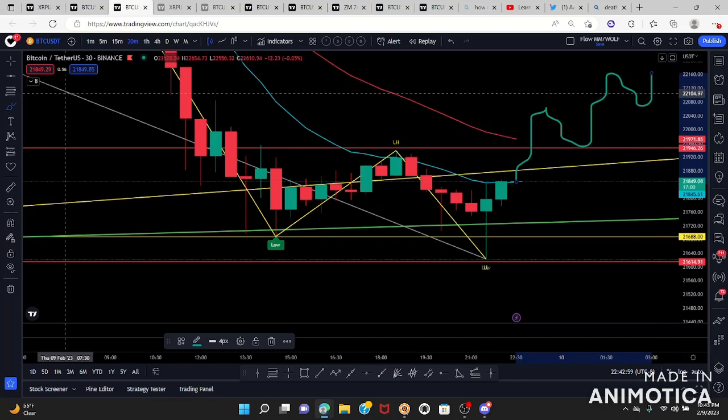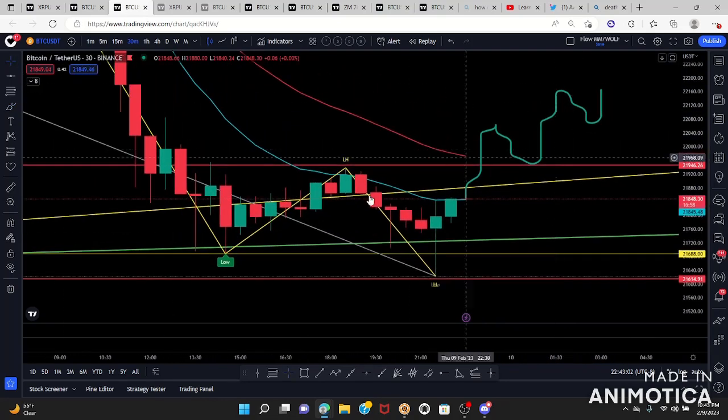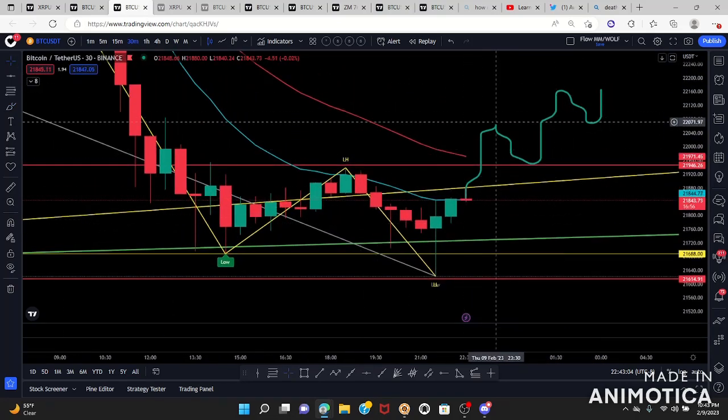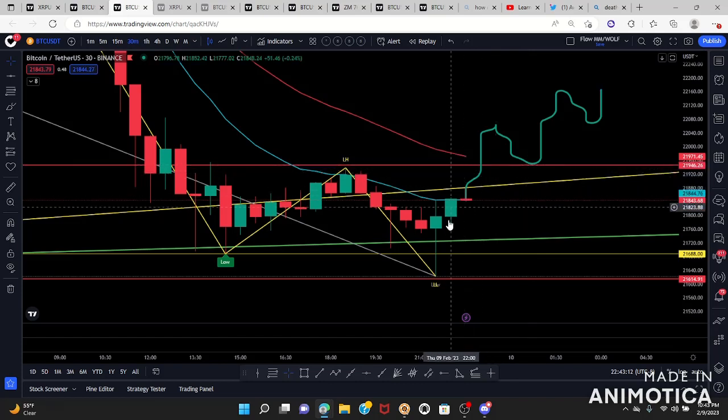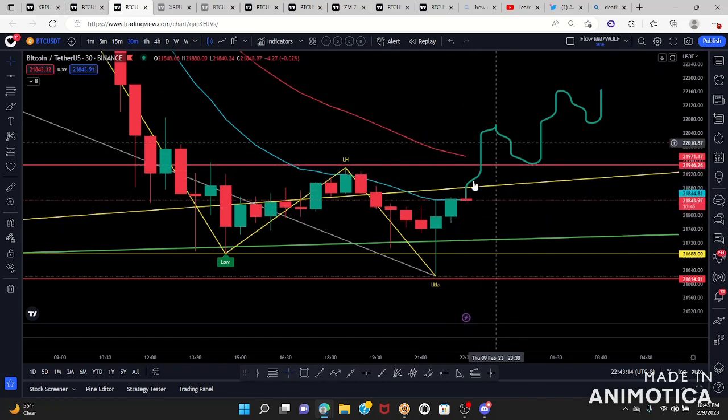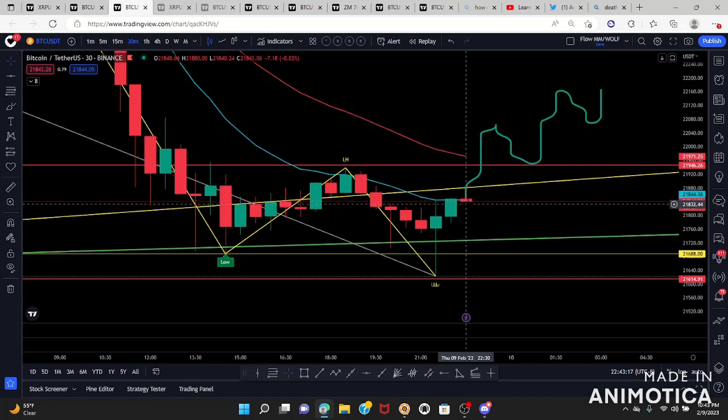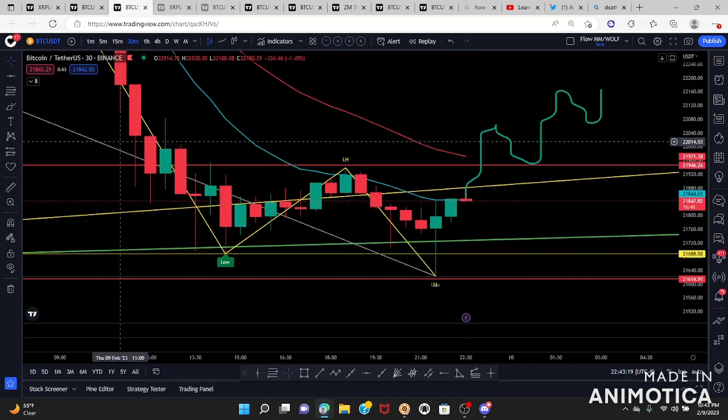That's just how the charts move. So if we break to the upside, we'll create a new higher high compared to this one. You will enter in your higher low and set your stop loss at previous higher lows.